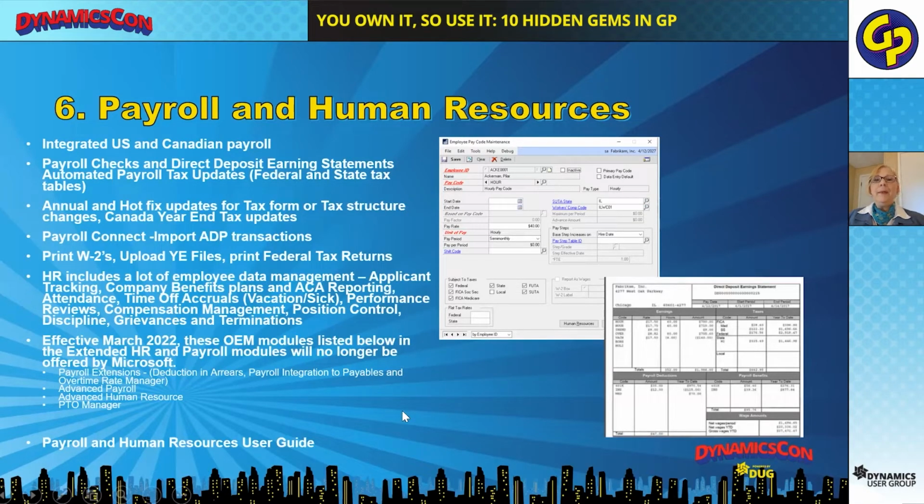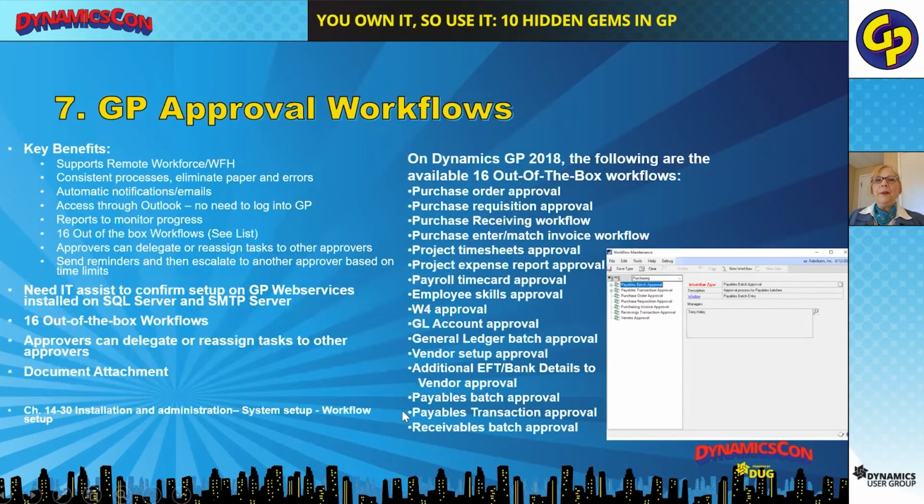And GP approval workflows. So if you're doing a lot of things manually, or maybe you have a remote workforce now because of work from home, people aren't going into the office. With this workflow, you can set up all of the out-of-the-box ones. There's 16 of them here. Some of them are transaction related, some of them are master records. But you can definitely use these out-of-the-box ones or create your own workflow.